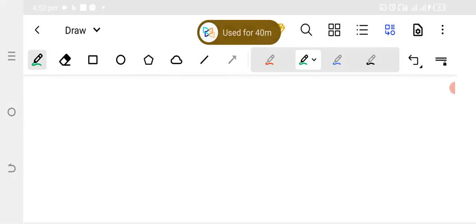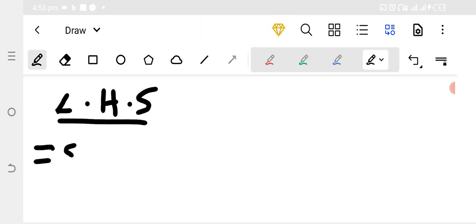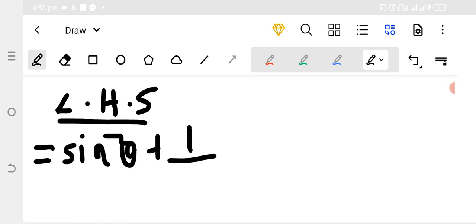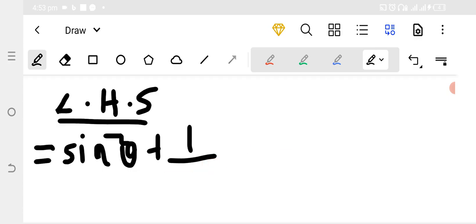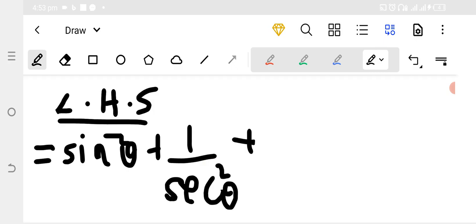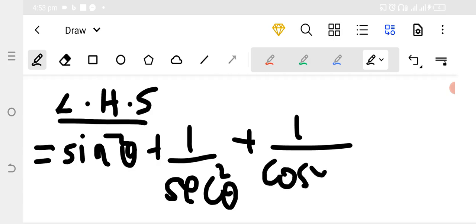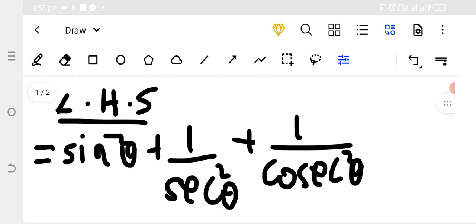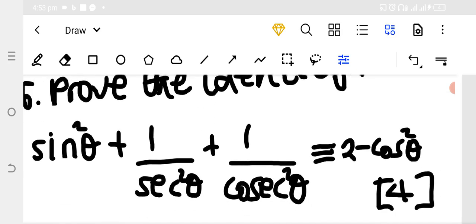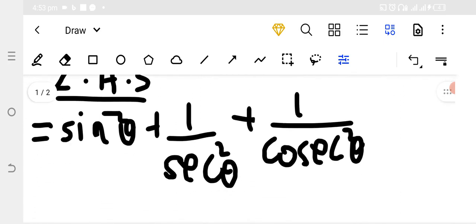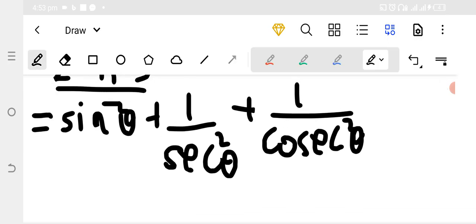We say left hand side. Left hand side. Like that. Then we say sine theta squared plus 1 over sec theta squared, then plus 1 over cosecant or cosec theta squared, like that. As you can see that was the right hand side of the identity. Then to continue, we are going to simplify, and then right here already you can even know where the answer is going.